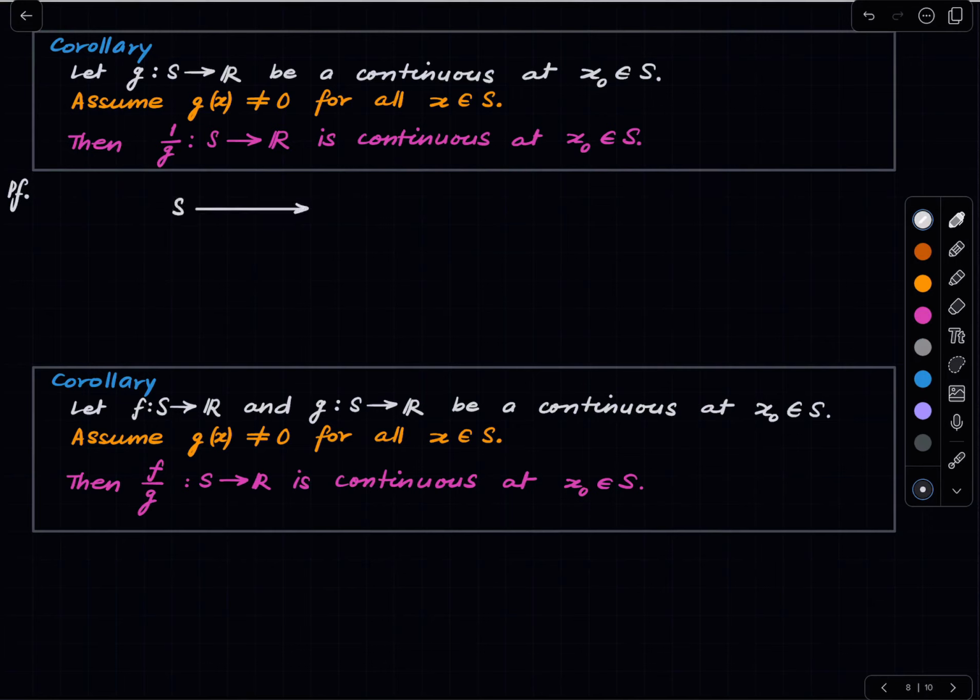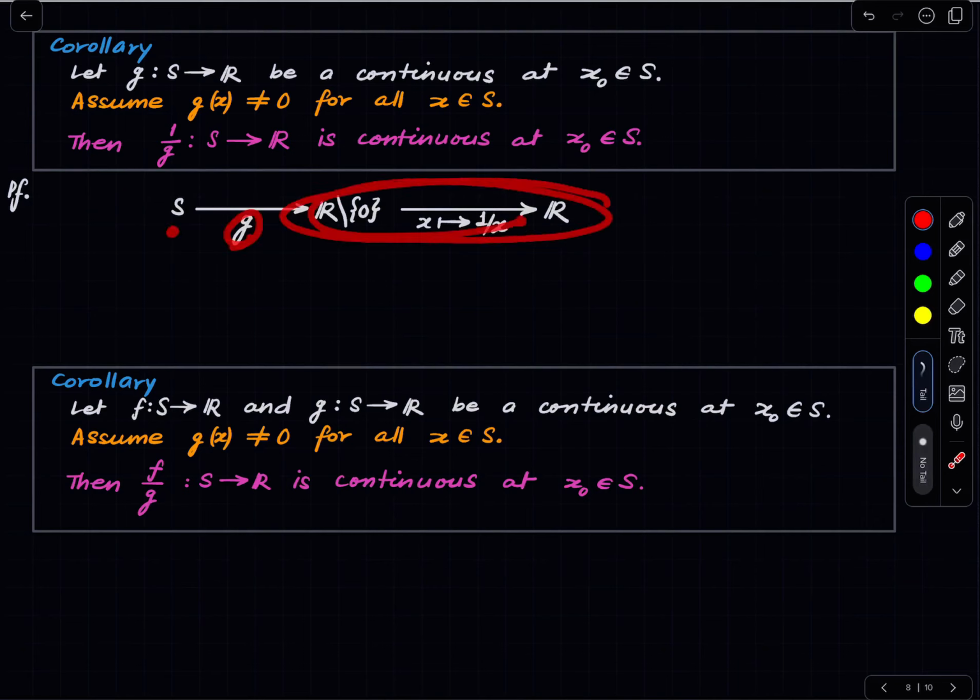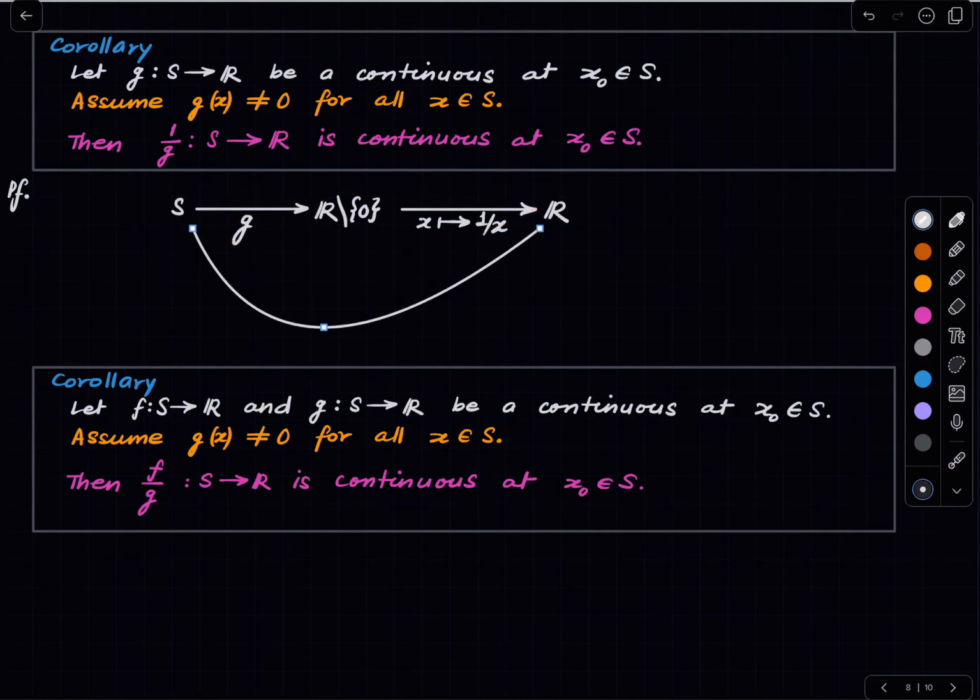First we have this function g. Since it doesn't take the value 0 anywhere, g can be written in this way: g takes x to non-zero reals, and then we apply the inversion function. So g is continuous at x0, and the inversion is continuous everywhere. So the composite is going to be continuous at x0. But what is the composite? The composite is precisely the function 1 upon g. And that's the proof of the first one.